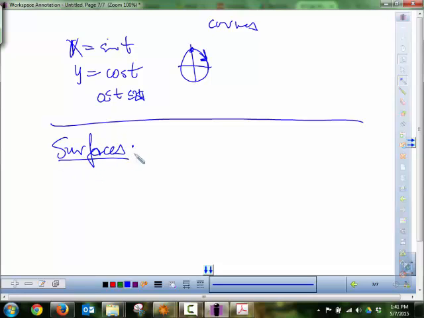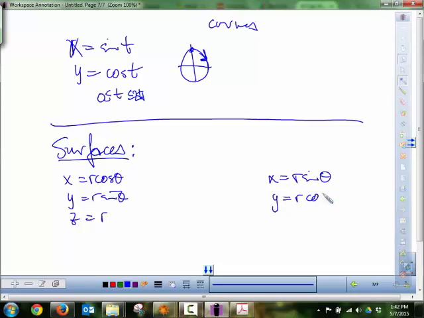For surfaces, when you parameterize it using, I'll go back to the cone going up, r cosine theta, y is equal to r sine theta, and z is equal to r, versus switching the x and the y components. Maybe I should do this other one in a different color.